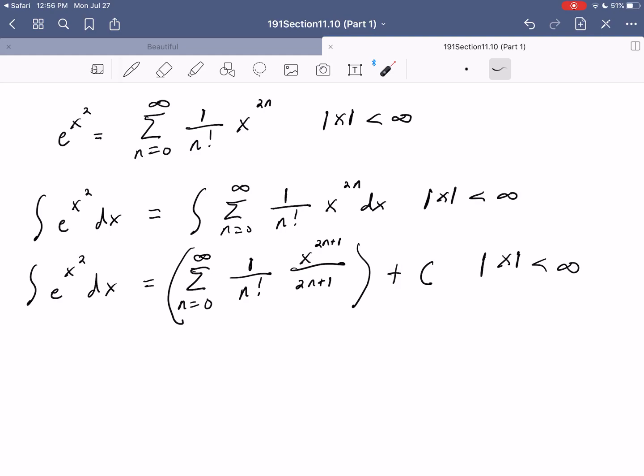So this is sort of an advantage of this power series representation. Again, power series are infinite polynomials, and polynomials are really easy to do calculus with. Taking their derivative, taking their integral, very simple. So even though this thing doesn't have a closed form antiderivative, we now at least have some form of an antiderivative for it.